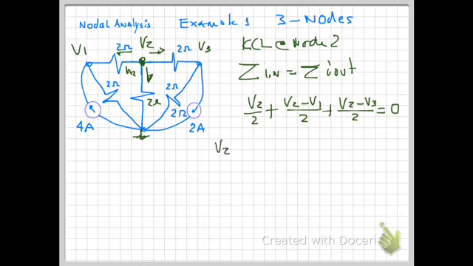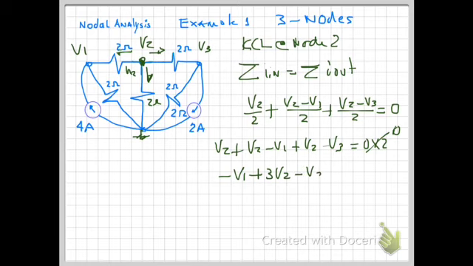If we multiply 2 to the other side, we're going to be left with V sub 2 plus V sub 2 minus V sub 1 plus V sub 2 minus V sub 3 equal to 0 times 2, that is 0. And so we're going to have minus V sub 1 plus 3 V sub 2 minus V sub 3 equal to 0, and this will be our second equation.